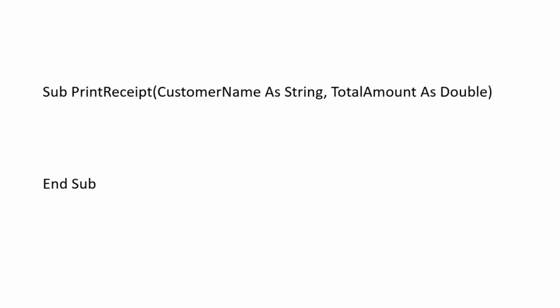For example, we can call it like this: PrintReceipt "Ama Mensa", and the total amount is 250. Or PrintReceipt for Kwame Boateng, the total amount is 875. This makes the same procedure work for every customer. And that's the power of passing arguments in action.